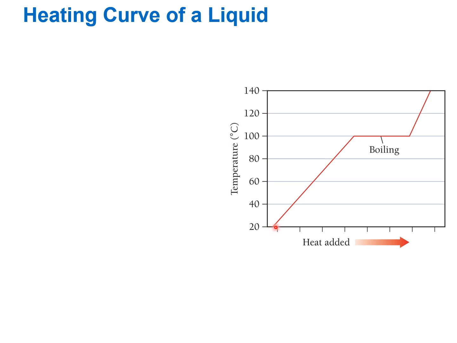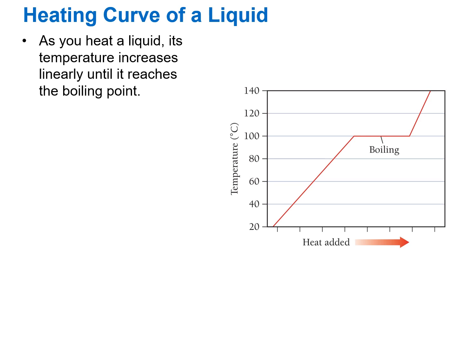And here's our water basically somewhere around room temperature. And as we add heat to it, we can see that it goes up in a linear fashion, and then it starts to do something really funny right here. It stalls out. But what can we say about this linear line on our graph? Well, we could say that as you heat a liquid, its temperature is going to increase linearly until it reaches that boiling point, which at standard pressure is going to be 100 degrees Celsius for water. And we could even determine the amount of heat that went into boiling a particular mass of water with this equation right here.